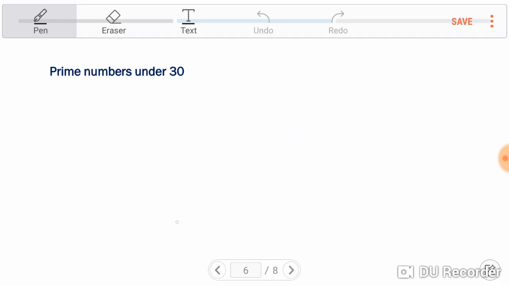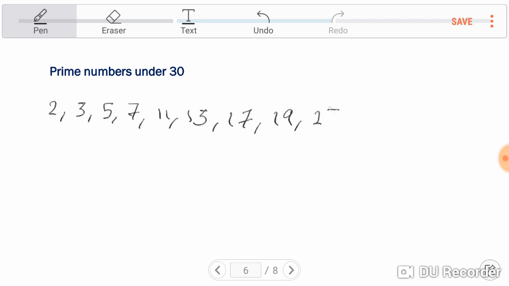طيب ال prime numbers under 30 start from 2. 2 has 2 factors, 1 and the number itself. 3, 5, 7, 11, 13, 17, 19, 23 and 29.